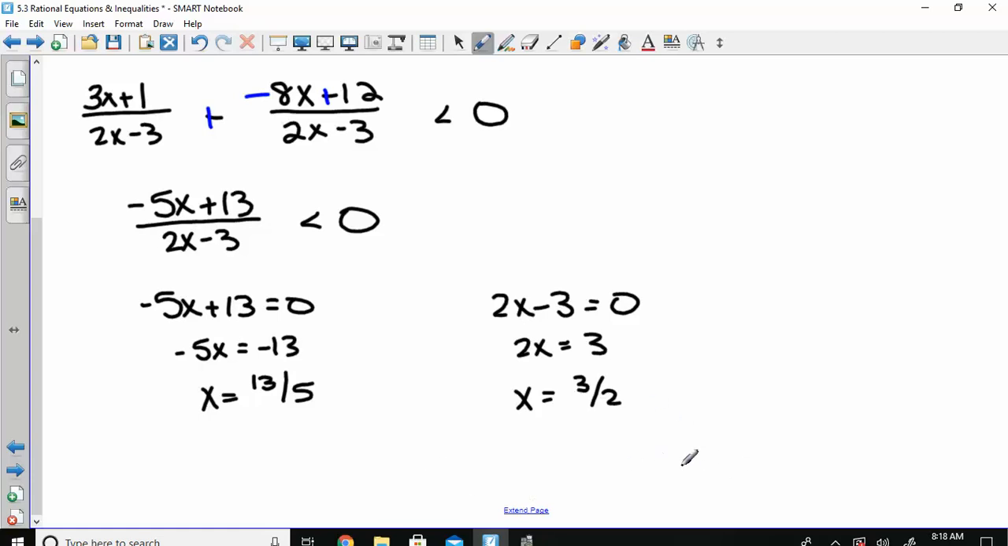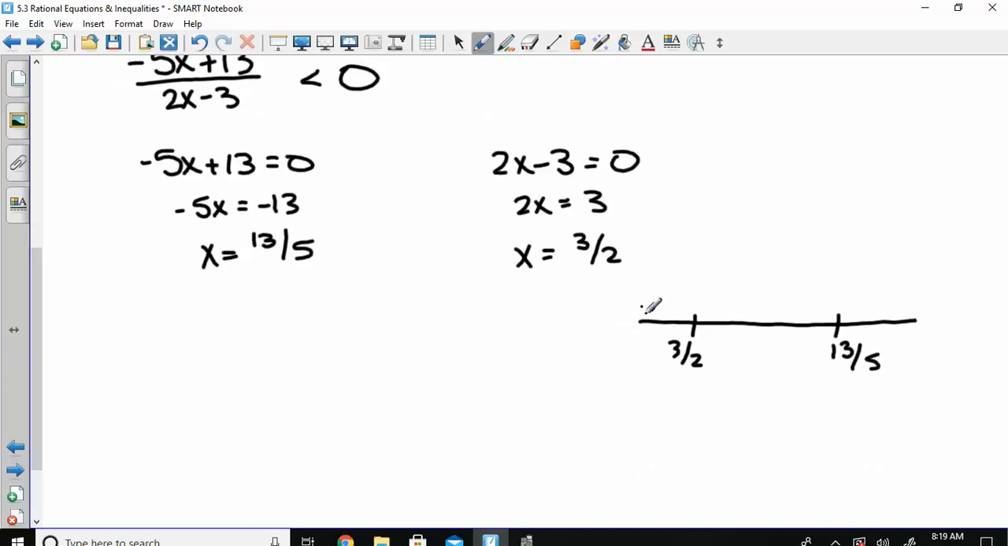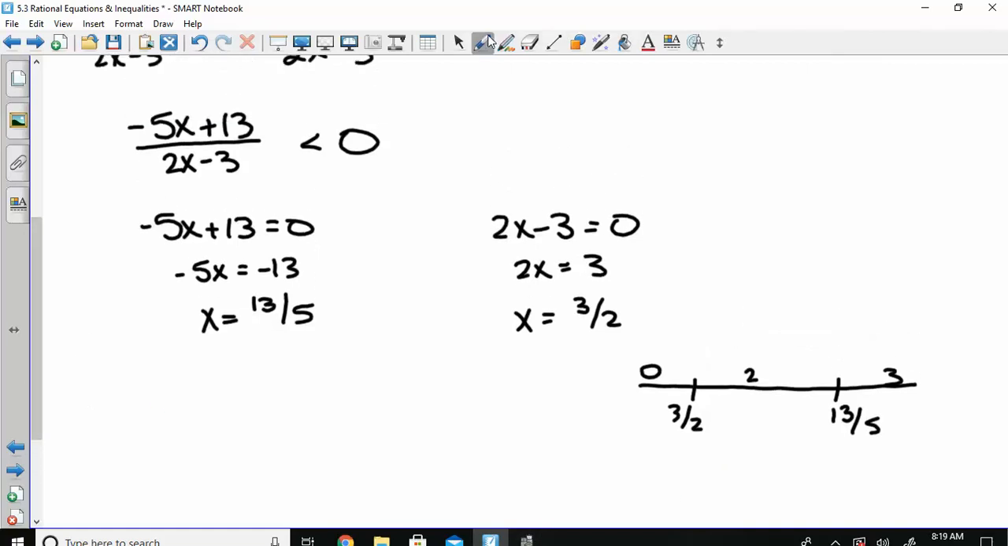If I think about this, 13 over 5, that's 2.6, so that one's bigger. You can pick test points if you prefer, so smaller than 3/2, maybe a 0. 3/2 is 1.5. This is 2.6, so maybe a 2 and a 3 if you want to plug in. Or look at the graph. When you're looking at the graph or plugging in, you're using this fraction right here.